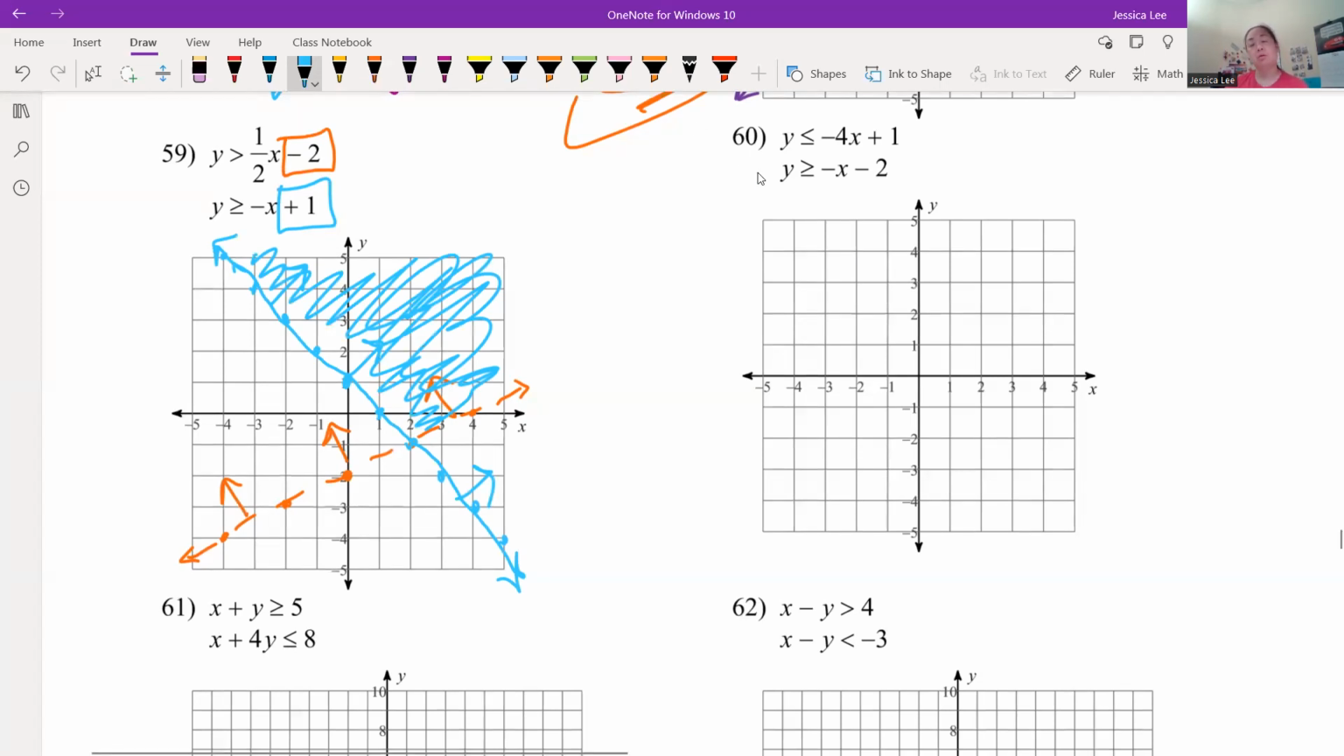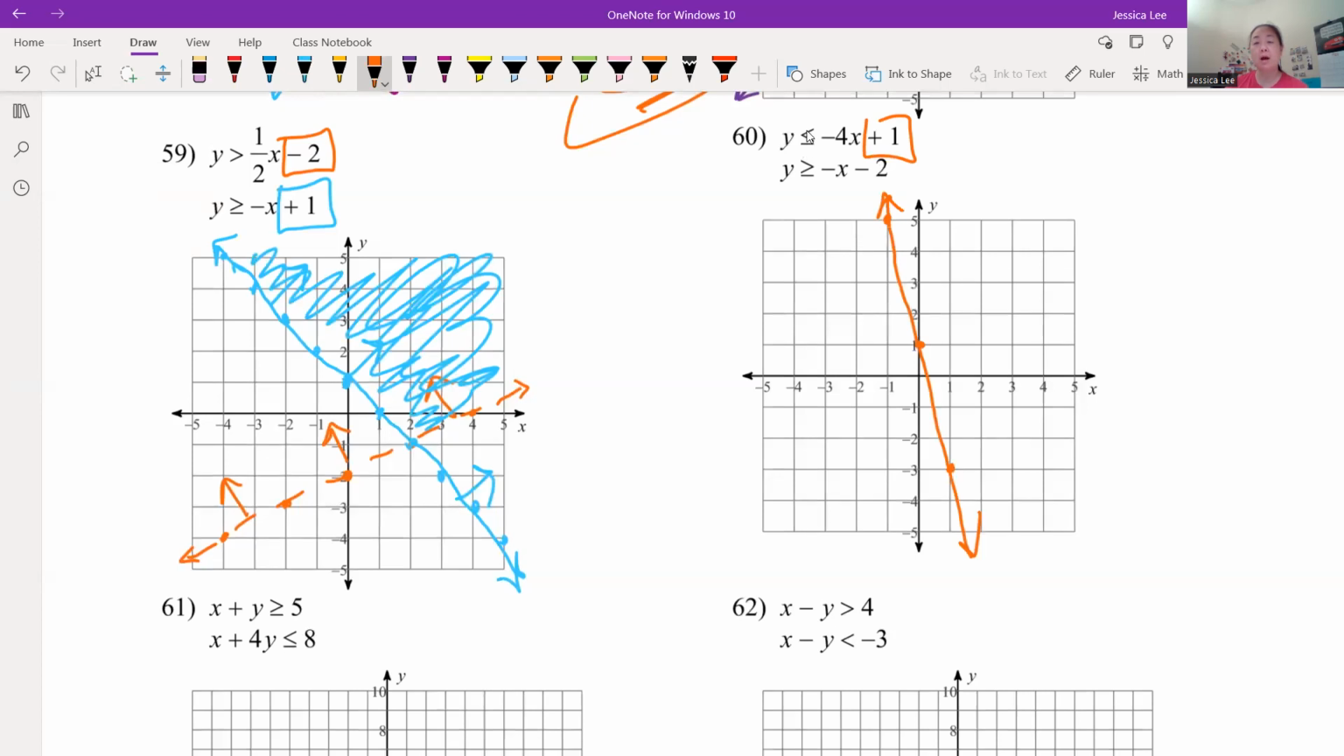So number 60. Again, we're going to be graphing these guys. So this is at +1, +1. And their slope is -4. So up 4: 1, 2, 3, 4. The left one, because it's a negative slope, it's going to be a solid line because it has an equal to.